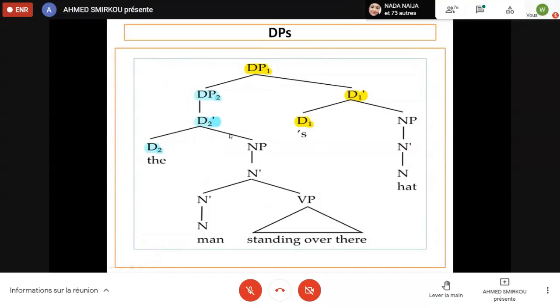Please remember, this is a rule, and it's the final rule. The NP is sister to D zero bar, dominated by D bar. So in a noun phrase, you can never start with the NP. We always start with DP, D bar, D zero bar, then we move to the NP, etc.